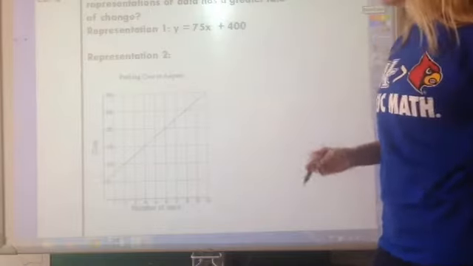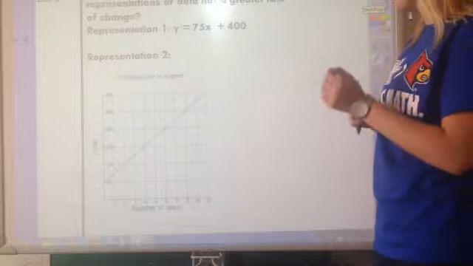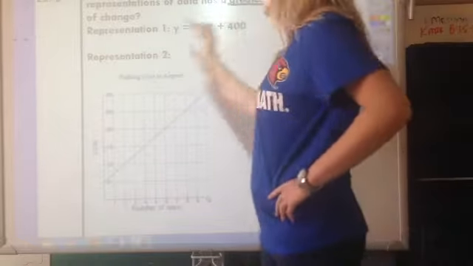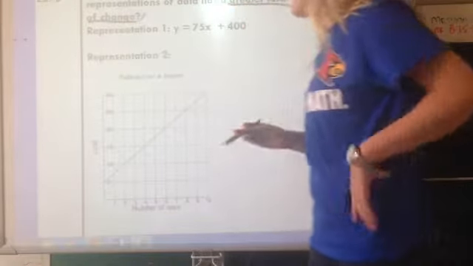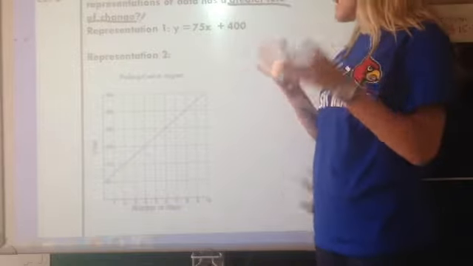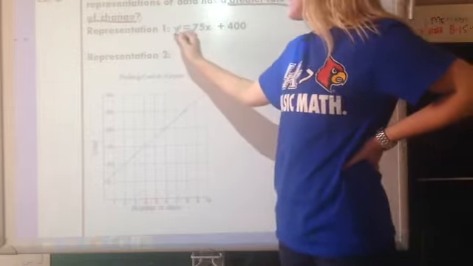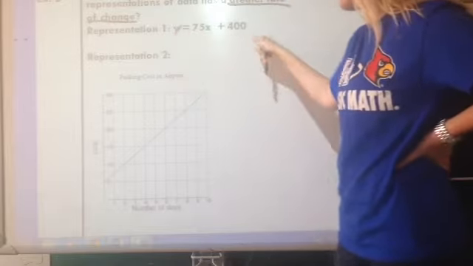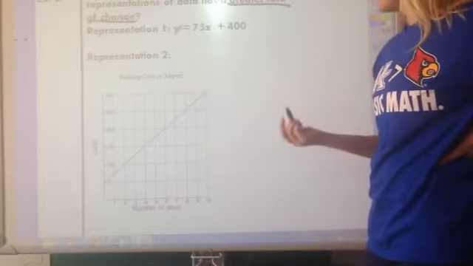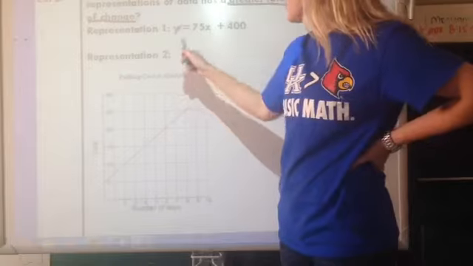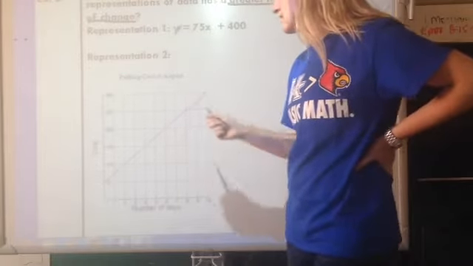All right, which of the following representations of data has a greater rate of change? Which has a greater rate of change? So again, I need to figure out which one has a higher slope. Now, for representation 1, I already have an equation, y equals 75x plus 400. But for representation 2, I need to write an equation based on this graph.